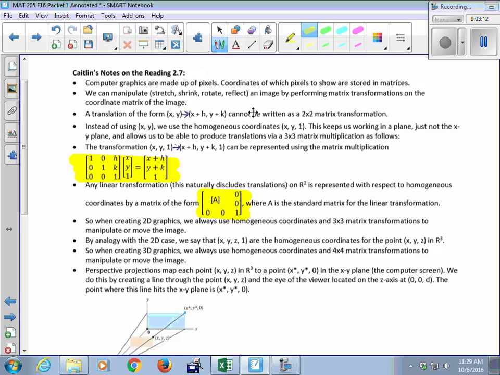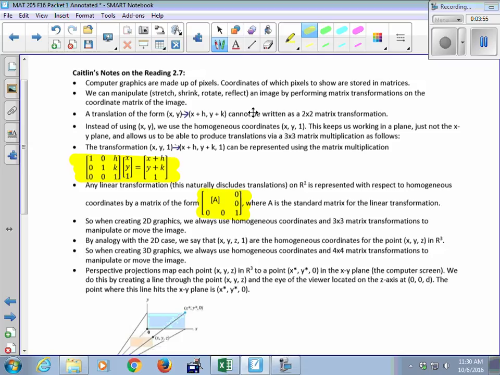All right, so A is the standard matrix for the linear transformation, which you can remember you find by determining where the columns of the identity matrix go. Okay. So you figure out the standard matrix, and then you just augment with these extra outer pieces. So when you're creating 2D graphics, we always use homogeneous coordinates and 3x3 matrix transformations to manipulate or move the image. And by analogy with the 2D case, if you want to do 3D, you have to go x, y, z, 1 for points in R3.